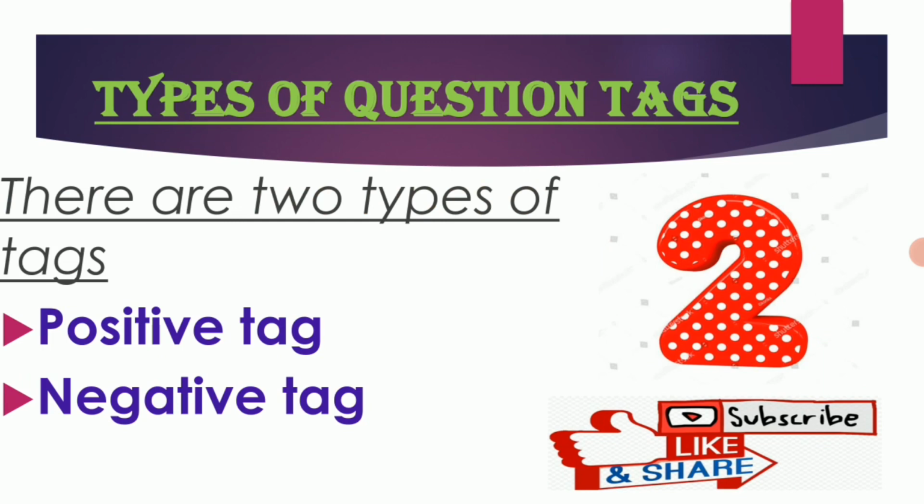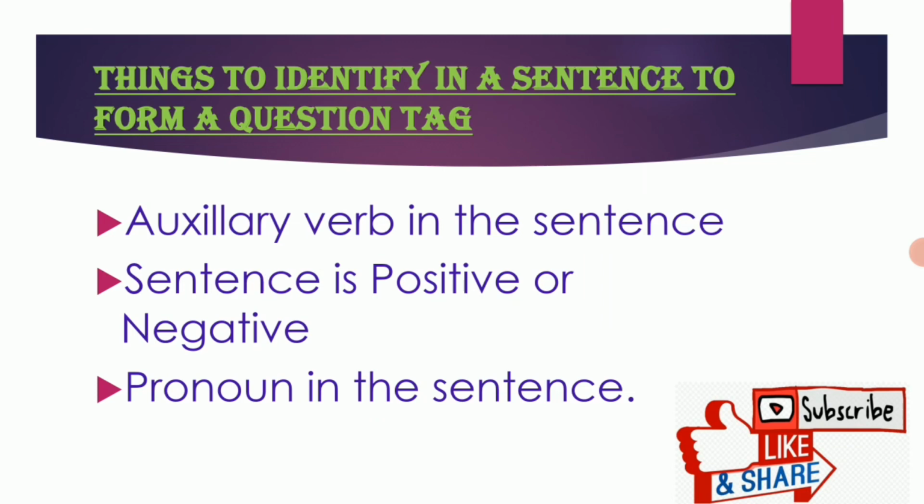In question tags we have two types of tags. One is the positive tag and the other one is the negative tag. There are some things to identify in a sentence to form a question tag. There are some basic rules which you have to follow to form a question tag, very simple rules which I will make you understand in a very easy way in this video.